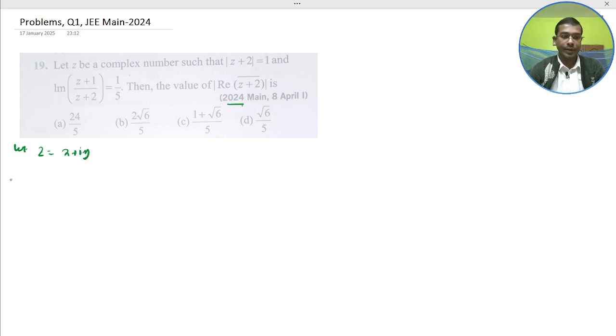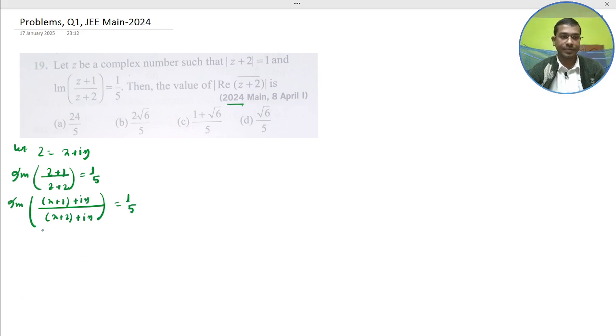So you are given that the imaginary part of (z plus 1) divided by (z plus 2) is equal to 1 by 5. So just put this value, the imaginary part of (x plus 1 plus iy) divided by (x plus 2 plus iy), that is equal to 1 by 5.